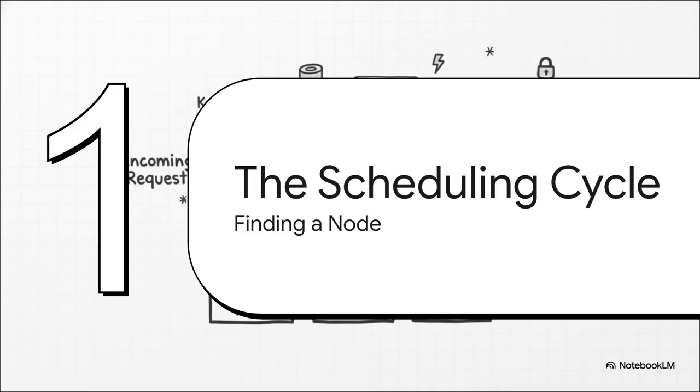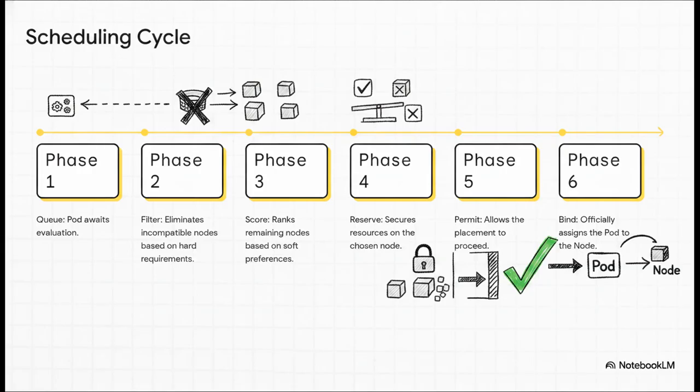Okay, Section 3, the scheduling cycle. Let's talk about finding a node. So now that our request is safely tucked away in etcd, the controller manager sees those API changes and reconciles the state. Suddenly, we've got a pod that needs to run, but it doesn't have a node assigned yet. This is where the Kube scheduler steps in as the ultimate matchmaker. It takes the pod through this really rigid micronarrative, a strict sequence of evaluation phases.